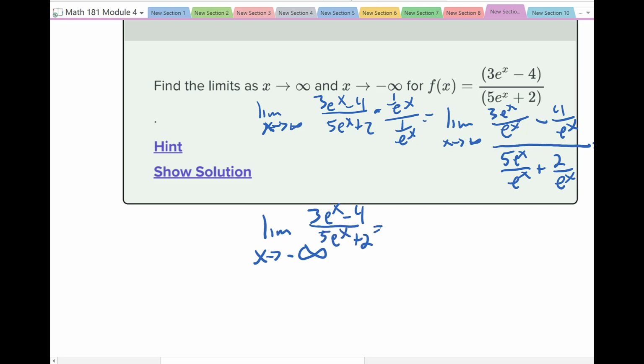And if we apply that negative infinity, we have 3e^(negative infinity) minus 4 over 5e^(negative infinity) plus 2. So the first term of each numerator and denominator is going to 0. We end up with negative 4 over 2, or negative 2.